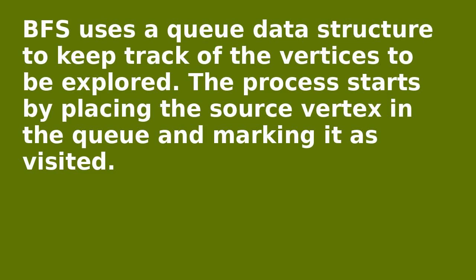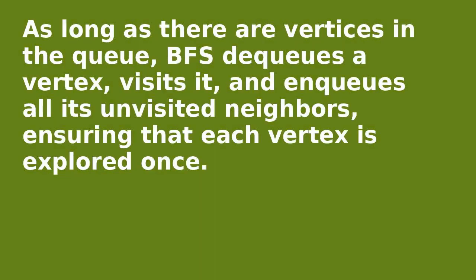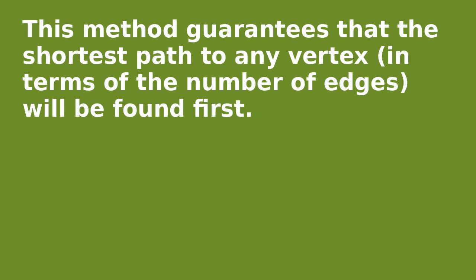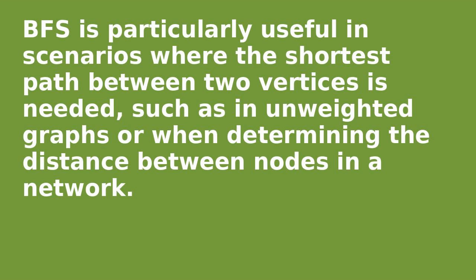The process starts by placing the source vertex in the queue and marking it as visited. As long as there are vertices in the queue, BFS dequeues a vertex, visits it, and enqueues all its unvisited neighbors, ensuring that each vertex is explored once. This method guarantees that the shortest path to any vertex, in terms of the number of edges, will be found first. BFS is particularly useful in scenarios where the shortest path between two vertices is needed, such as in unweighted graphs or when determining the distance between nodes in a network.